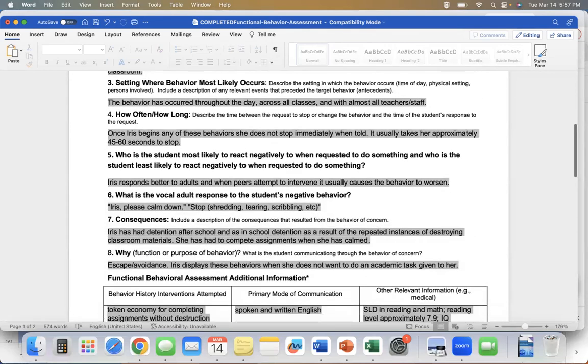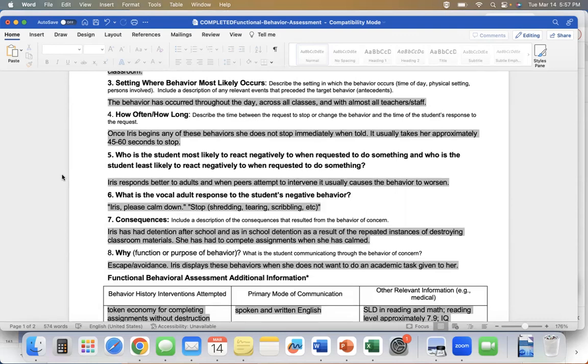So who does the student react negatively to, and who is she likely to listen to here? So Iris responds better to adults. When peers attempt to intervene, it usually causes the behavior to worsen. And then what is the adult's vocal response? So typically we would say something like, Iris, please calm down, or I need you to stop shredding the paper. Please stop shredding that paper right now.